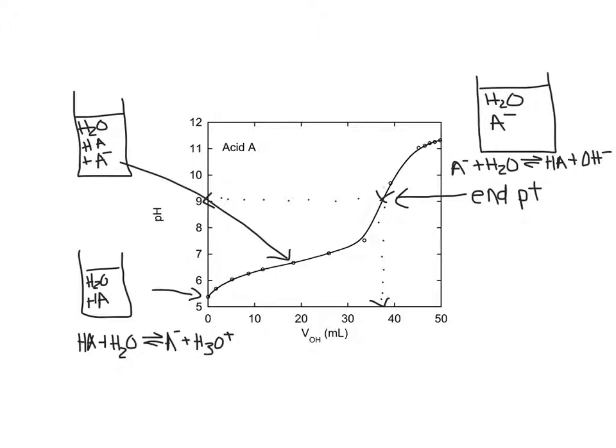When we go past that endpoint, we're just adding more OH minus to our solution, and so our pH just continues to increase until it gets to the point where you've basically just got water with extra OH minus in it, and so it starts to level off at the highest pH that water can achieve.